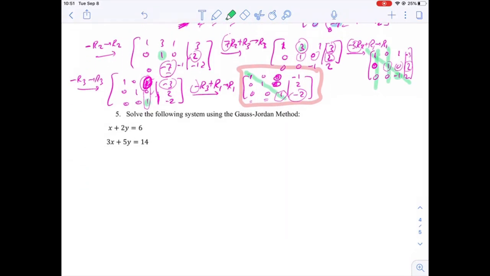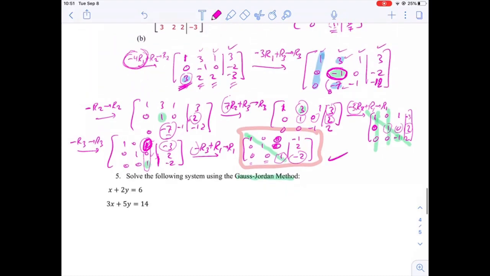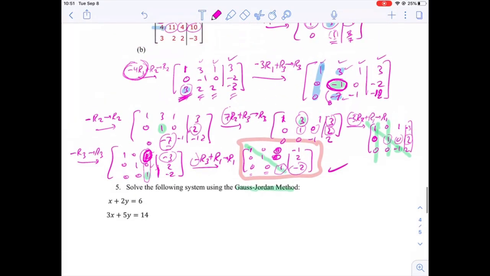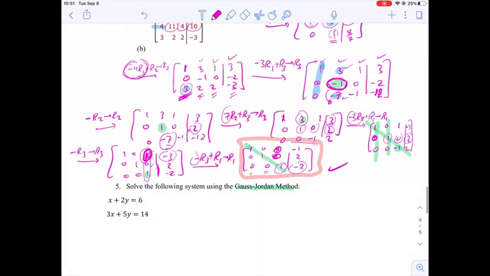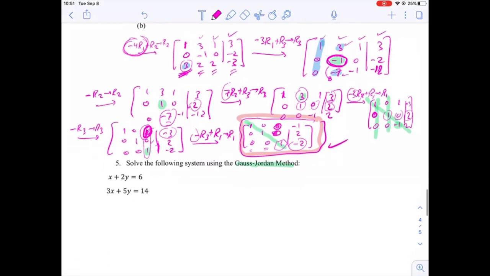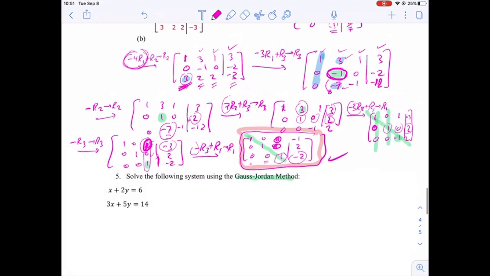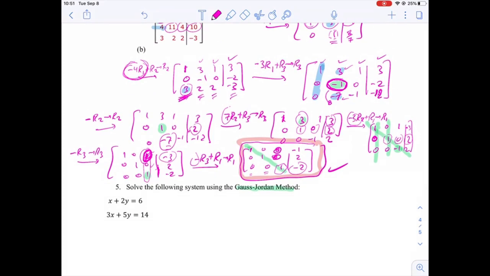Now let's apply the Gauss-Jordan elimination method. This method is based on what we learned from the previous example. We want to write the matrix in row reduced form, and then it becomes very easy to solve this system. So let's look at this system. Let me do another step.